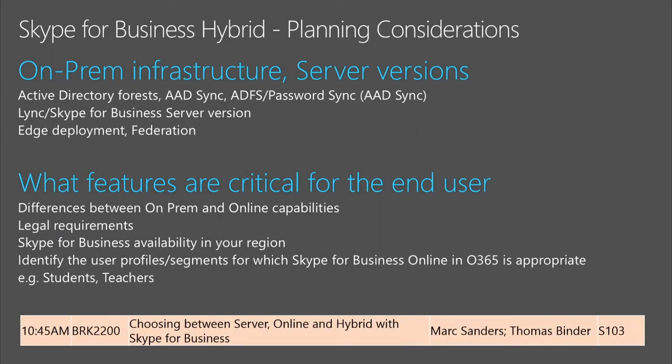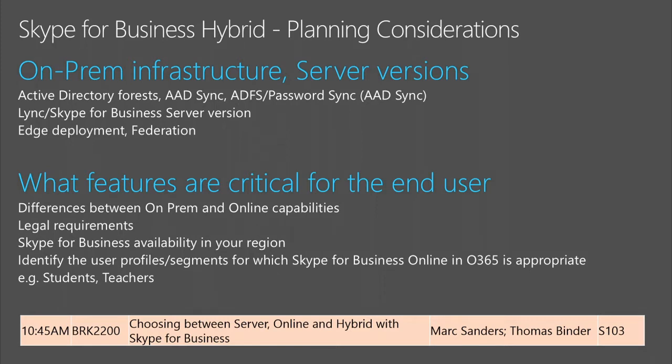All right, in terms of planning considerations, there are a couple of things to keep in mind. Obviously, the on-premise infrastructure, the server versions that you have deployed on-premise, the Active Directory forest, the type of topology you have there. I mentioned resource forest being one of the things that is not supported today. The type of authentication mechanism that you want to deploy. We have ADFS and password sync as the two options. And for the synchronization between on-premise and online, we're supporting DirSync and AAD Sync.